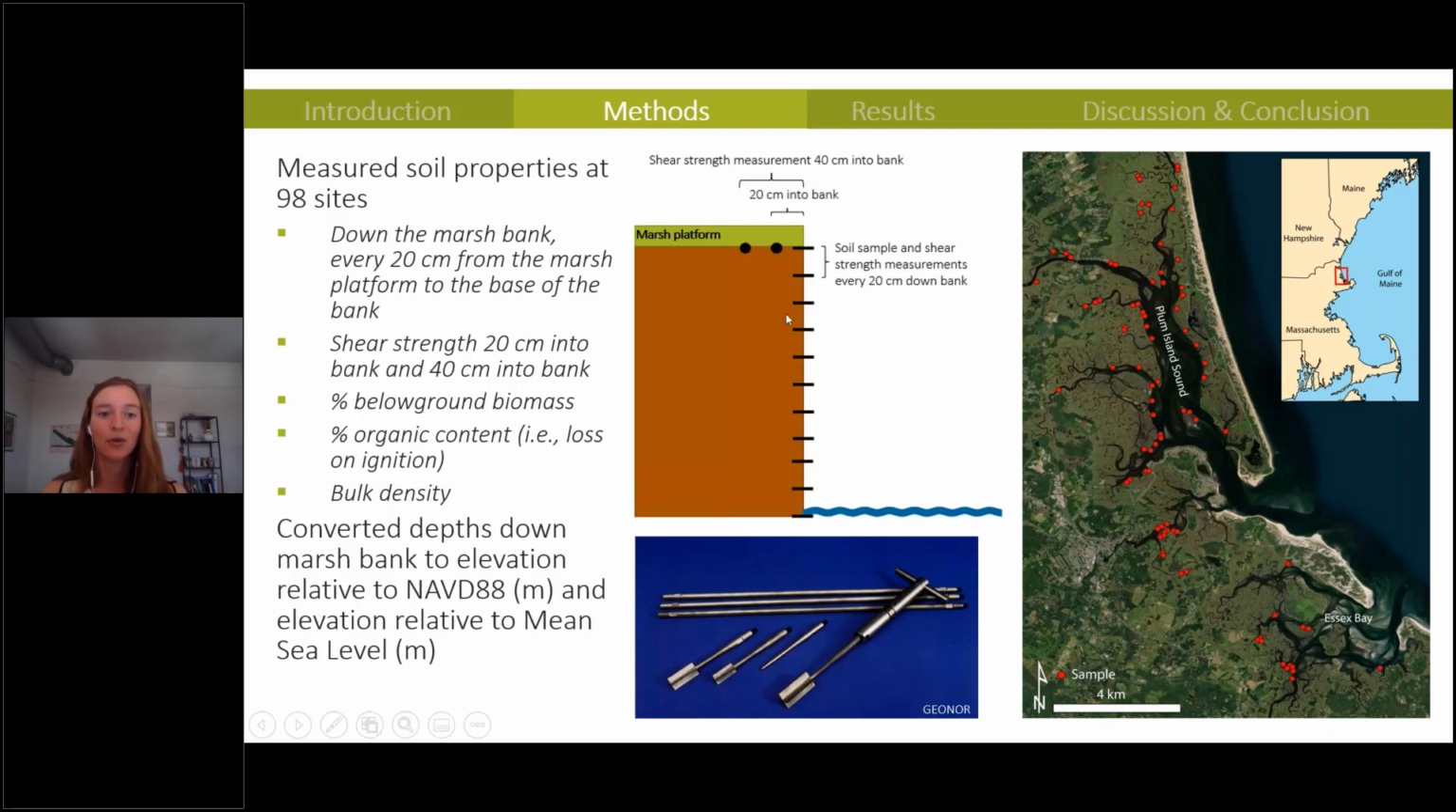So this is a cross section of the marsh bank where this is the top of the marsh and all the way down to the bottom of the marsh bank. And here in the field, using a shear vane, somewhat similar to this one, we took shear strength measurements in situ.